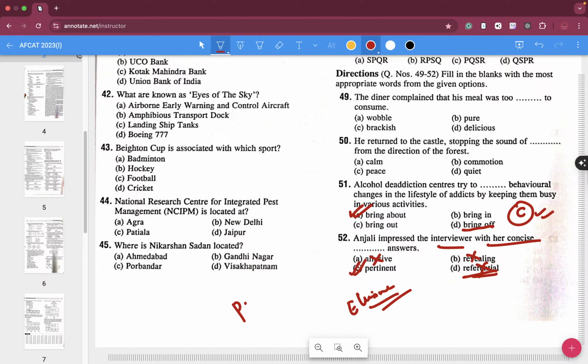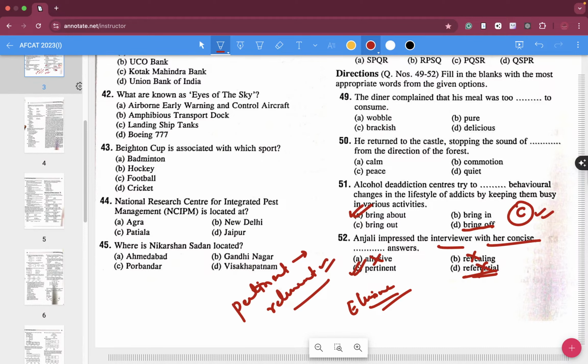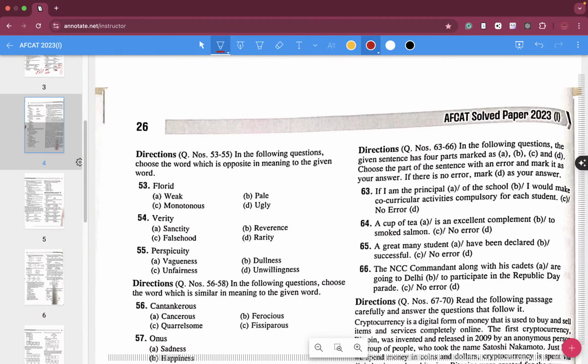Pertinent means relevant. So Anjali impressed the interviewer with her concise, pertinent answers. So 52 C is going to be the correct answer for this particular question, folks.